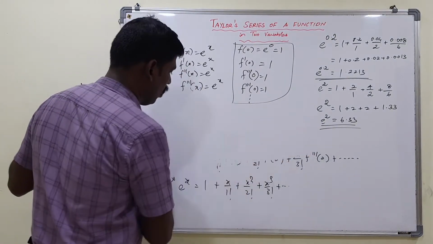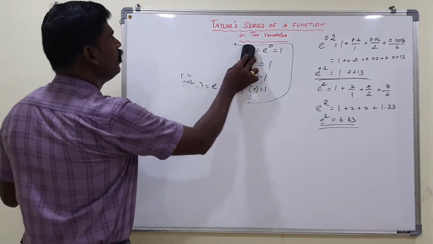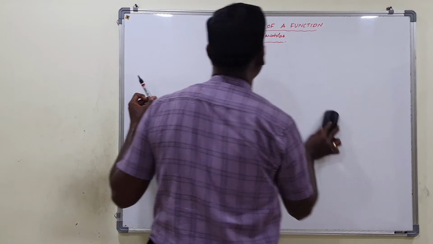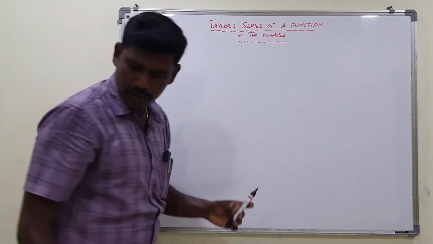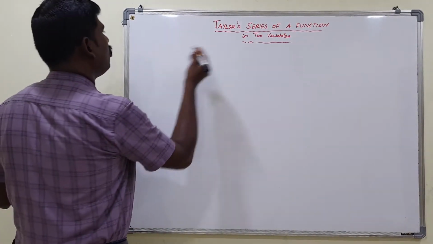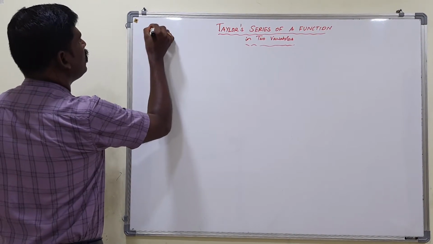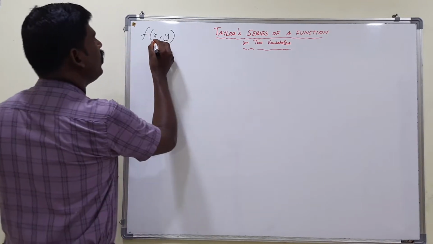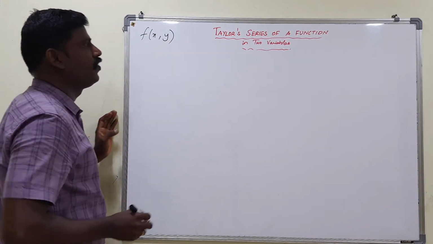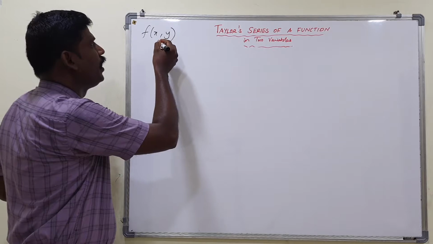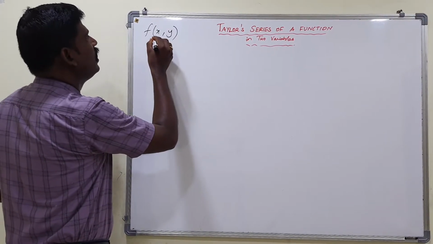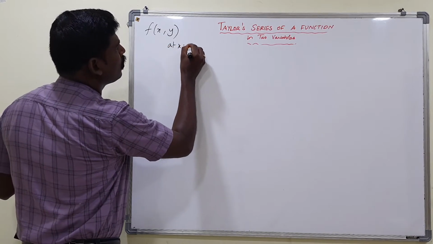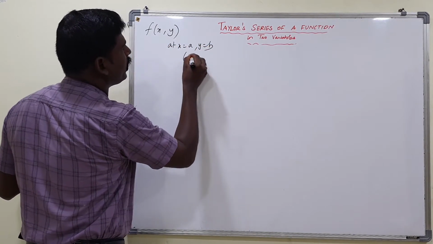Right now, at the engineering level, we are going to learn about the Taylor series of a function in 2 variables. 2 variables means f is in the form of x comma y, isn't it? So a function in 2 variables, generally we take it as f of x comma y. Now I am going to find the Taylor series of this function at x equal to a, y equal to b. Simply I write it as a comma b.